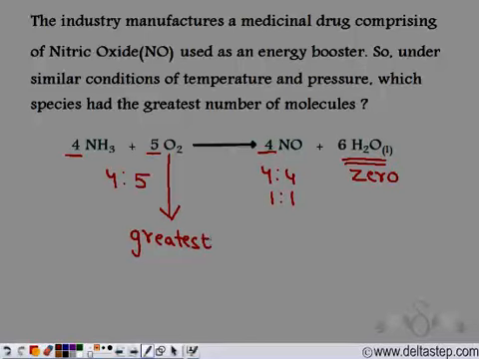So by Avogadro's law, under the same conditions of temperature and pressure, the gas which occupies the maximum volume contains the maximum, or the greatest, number of molecules.